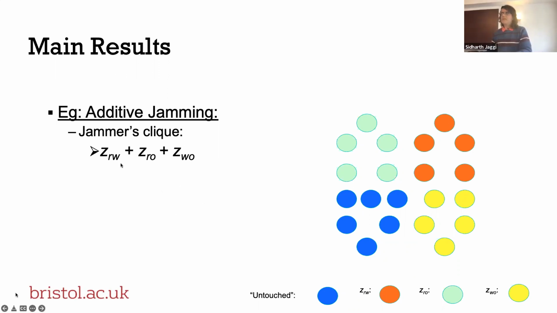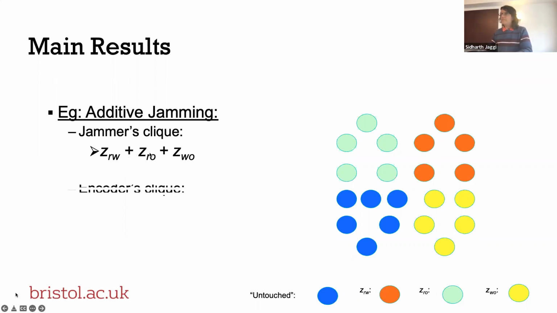If you think about it, what can the jammer do? The jammer can, of course, corrupt anything he wants on the read-write links, on the write-only links, and he can make it consistent with whatever he's observing on the read-only links, right? So there are these 4 types of servers: read-write servers, read-only servers, write-only servers, and some untouched servers, right? Of these 4 types of servers, 3 of them can be made self-consistent, right?